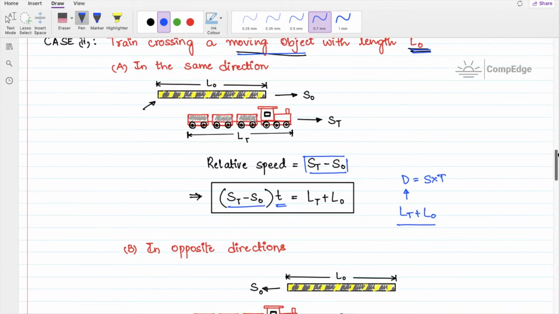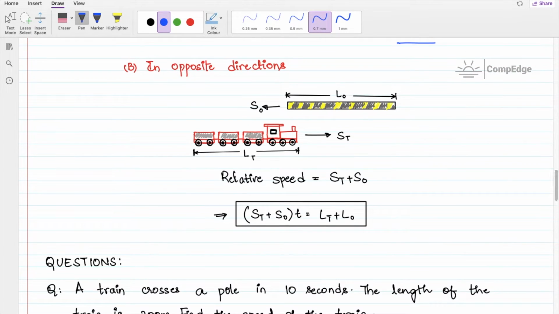Coming to the last case, suppose a train has to cross a moving object of length lo, and both are moving in opposite directions. In the case of opposite directions, again, relative speed is nothing but the sum of the speeds, that is st plus so, and the relationship will become distance is equal to speed into time.